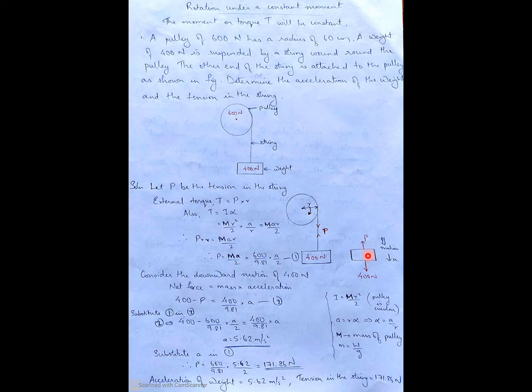Now we will be drawing the free body diagram. This 400 Newton is acting downwards. P is the tension, it is acting upwards. Motion is downwards, acceleration is downwards. So all these things we have discussed in module 4.